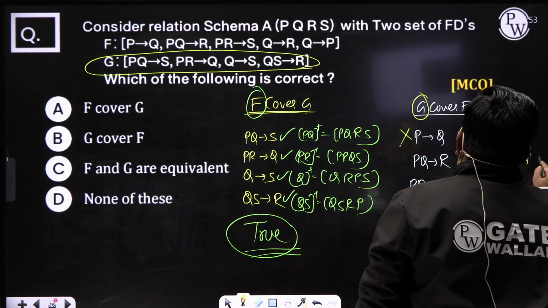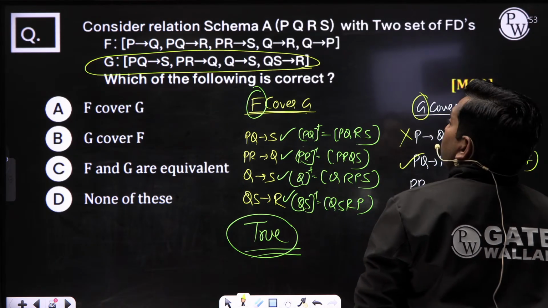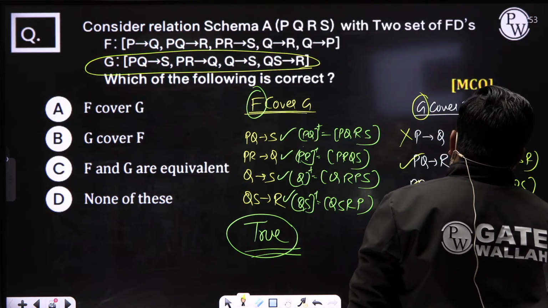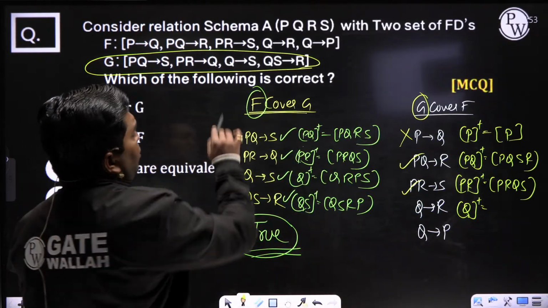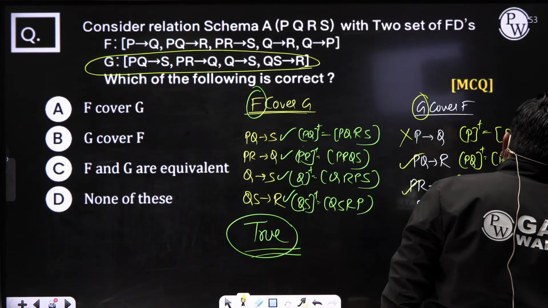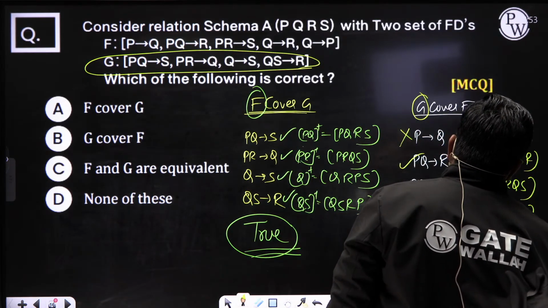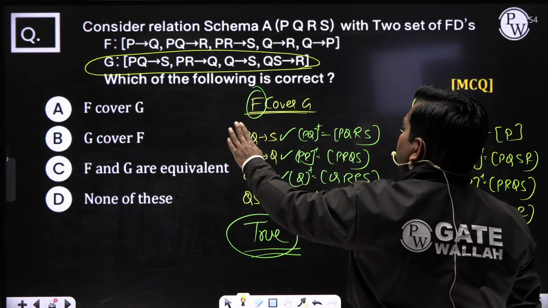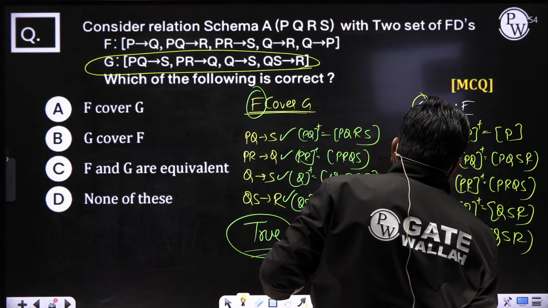PQSR. Yes, okay. When you take the closure of PR, what happened? PRQS, yes. When you take the closure of Q also, what you are getting? Only Q closure in G, QSR, my dear, QSR. This one satisfy. When you take the closure of Q, QSR, that's all. So this one is also false.